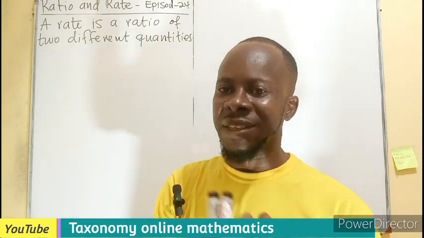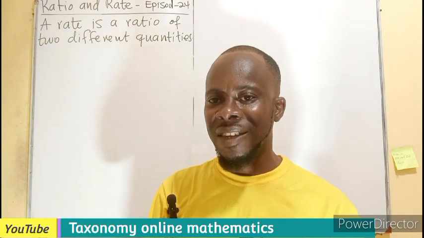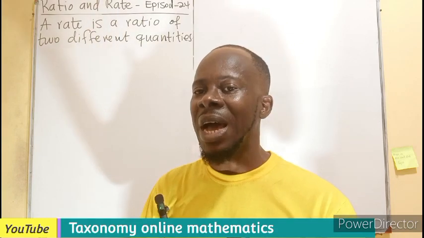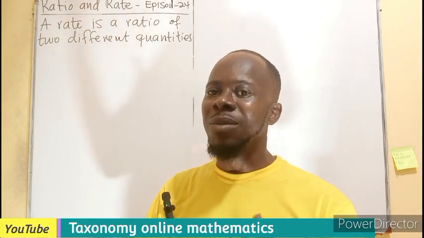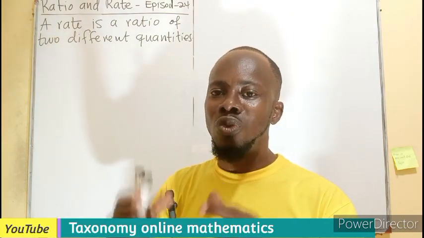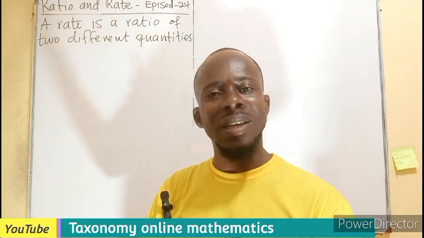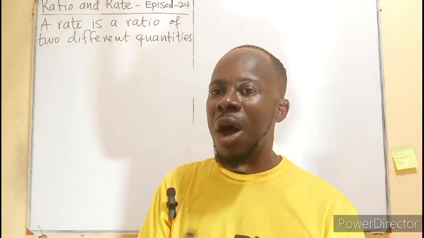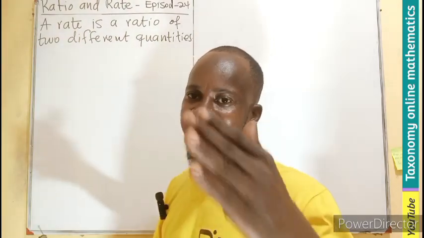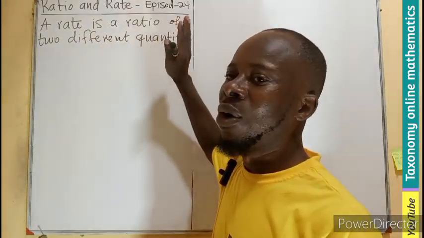Now we are adding rate. So we have ratio and rate. Already we discussed that a ratio compares two similar quantities. Then a rate is only comparing two different quantities. A ratio compares similar quantities, whilst a rate compares two different quantities. Or better still, we can say that a rate is a ratio of two different quantities.